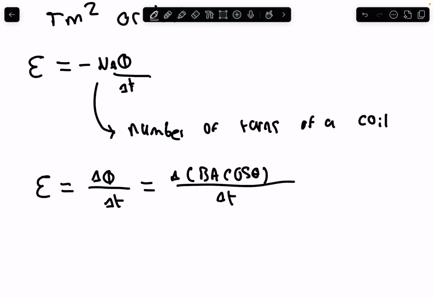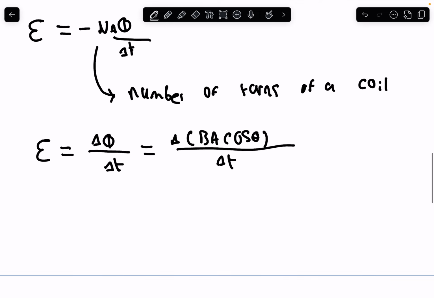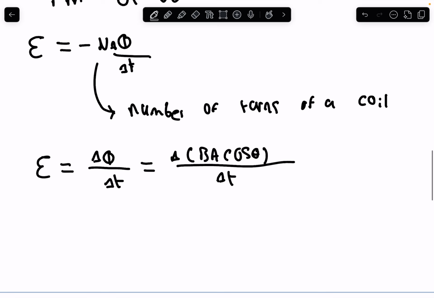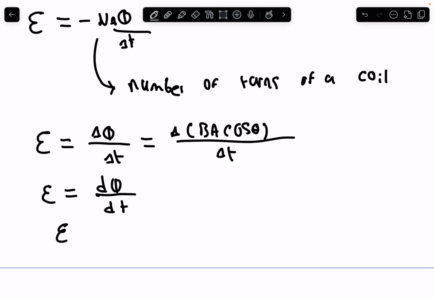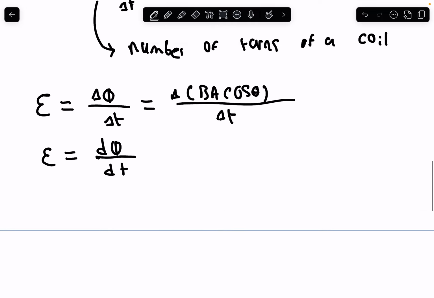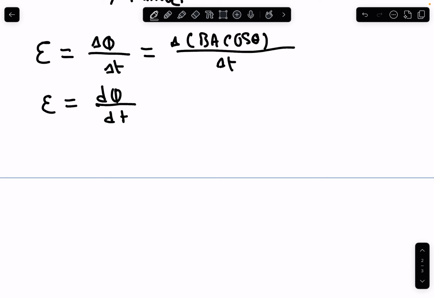And what you would notice here is that the EMF is equal to d phi by dt. If you don't know, this is the derivative. So we can say that the EMF is directly proportional to the derivative of the magnetic flux, or the EMF is directly proportional to the rate of change of magnetic flux, since that's what a derivative means.